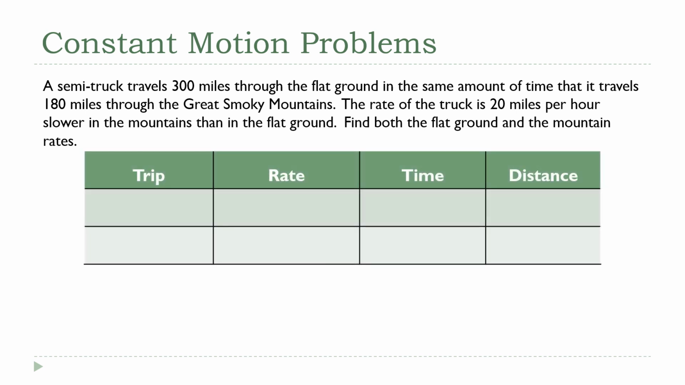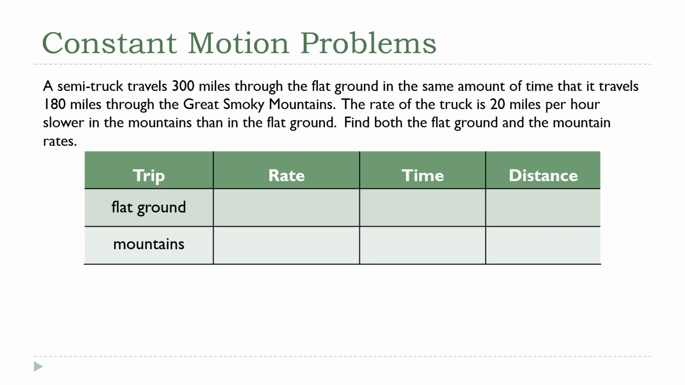And I like to put these things in a table. On the one hand, I have the two trips in the first column, and their rates, their times, and their distances. I always try to set these things up so that we can multiply across the columns, and rate times time is going to give us distance. So I have two rows because we have two trips, one on the flat ground and one in the mountains. With that filled in, I'm going to go to the question and start reading it from beginning to end, pulling out numbers and putting them in my table.